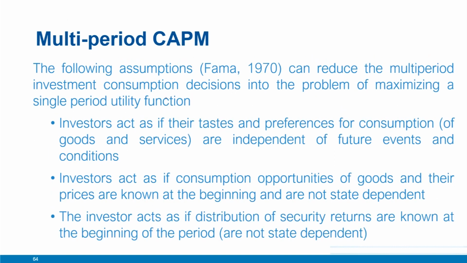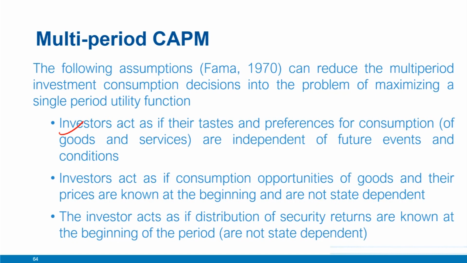In this backdrop, Fama suggests the following assumptions can reduce the multi-period investment consumption decisions into the problem of maximizing a single period utility function. That is, this set of assumptions sort of makes the investment consumption decision state independent. Let's look at these assumptions.